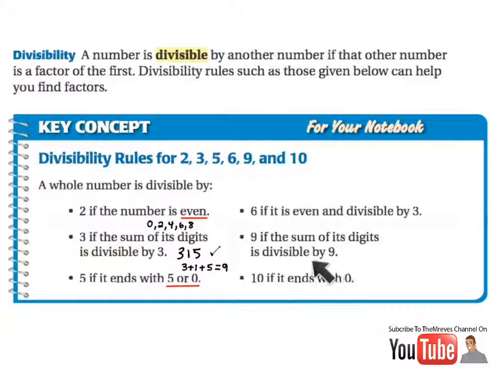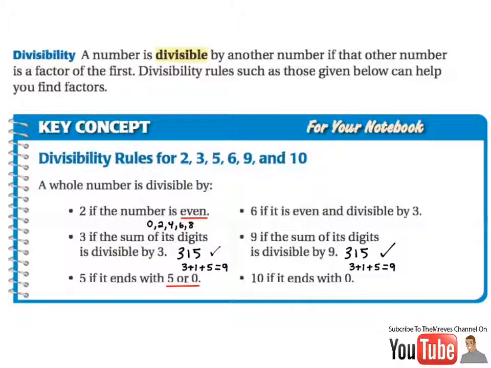Now, number 9 says, just like number 3, if the sum of its digits is divisible by 9. So the only difference is if it's divisible by 9. So let's take that same number 315, add it together, gives us 9. And 9 goes into 9 once, so we get that check mark.